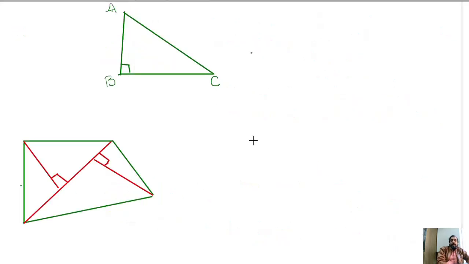Okay, right. Now coming to the right angle triangle, very, very, very important. In triangle ABC, angle B is equal to 90 degrees. So one angle is 90 degrees, which means the side opposite to the right angle is the hypotenuse.